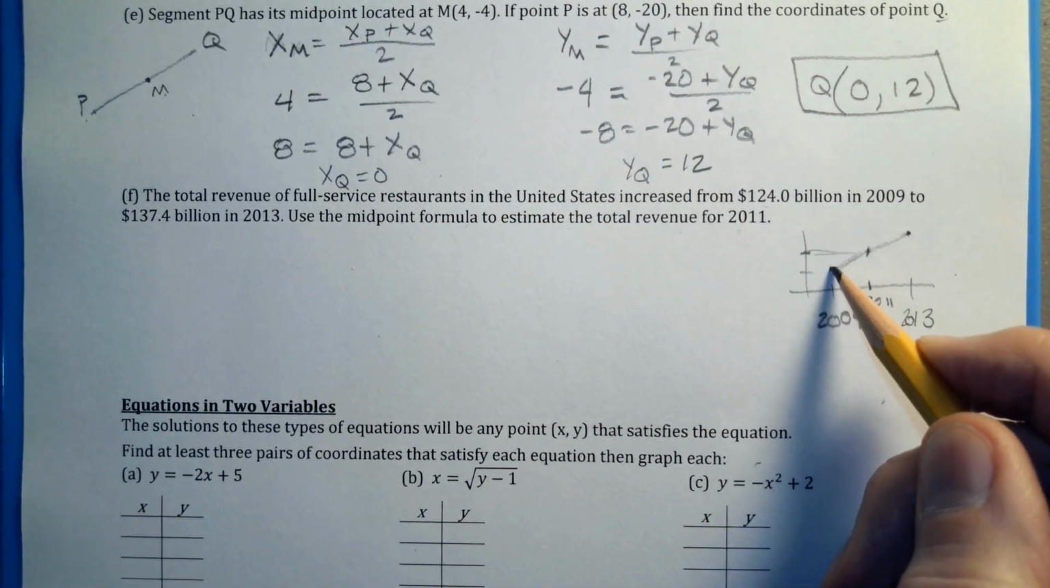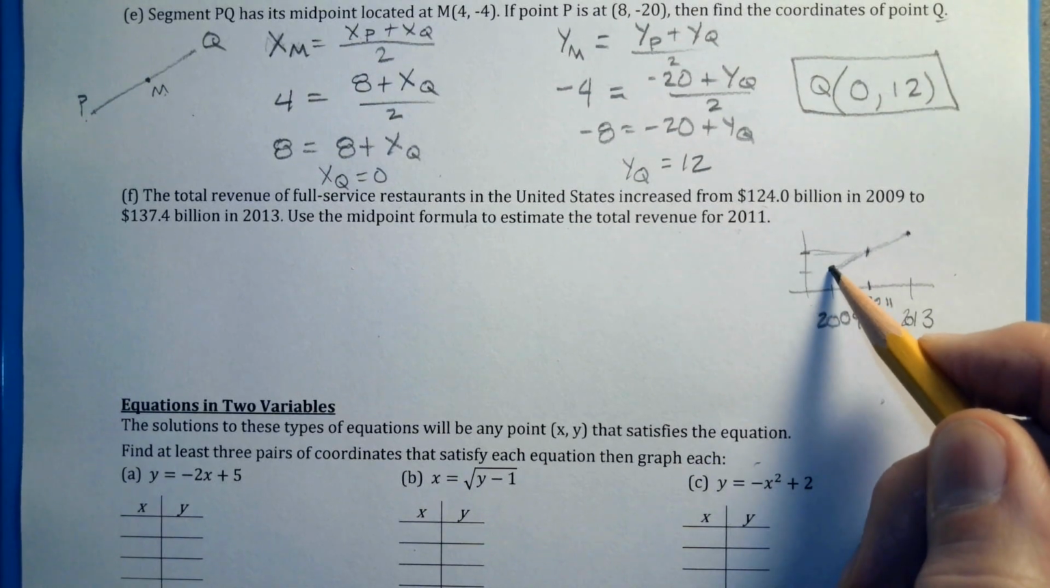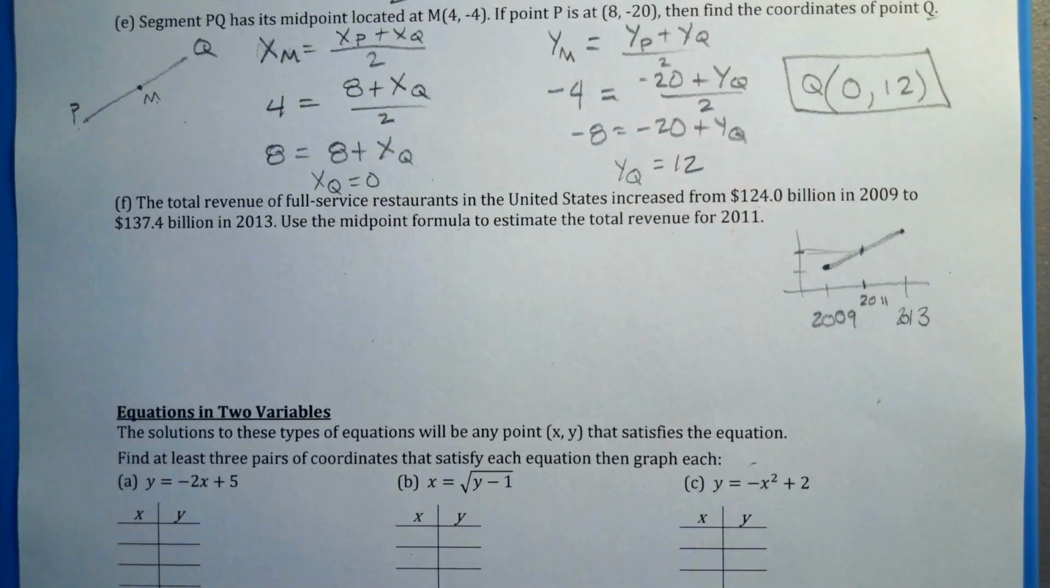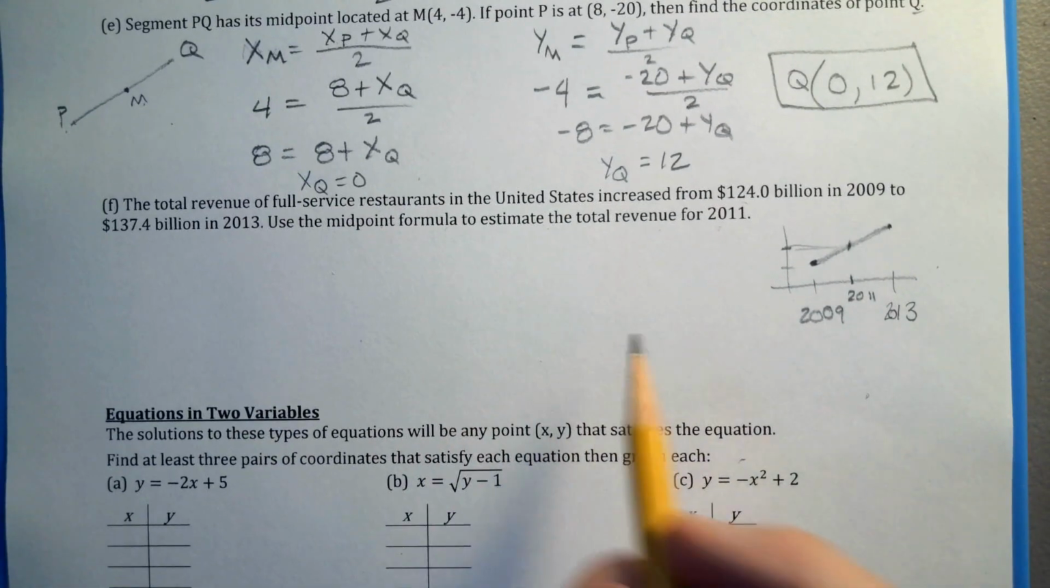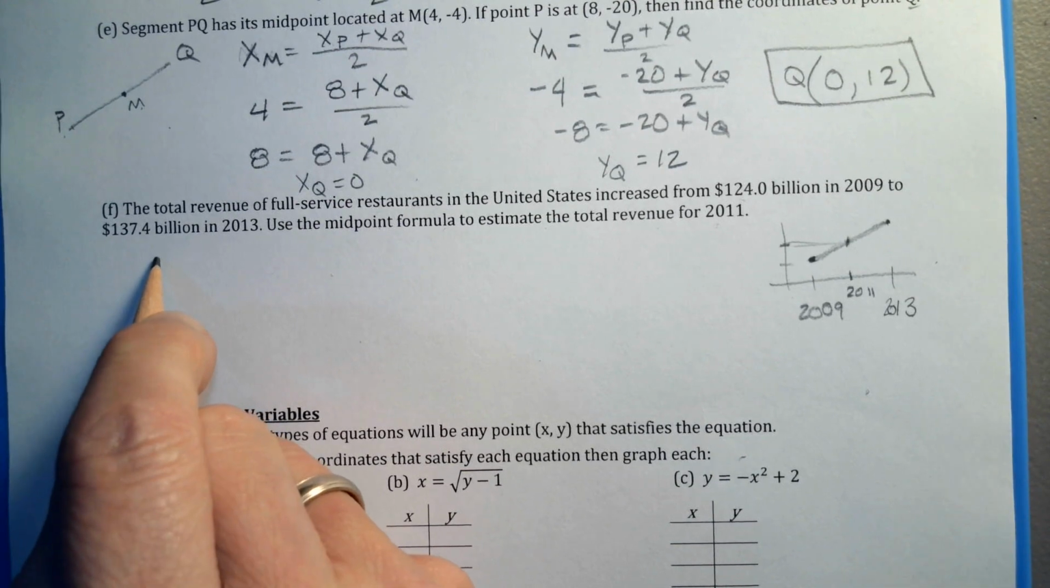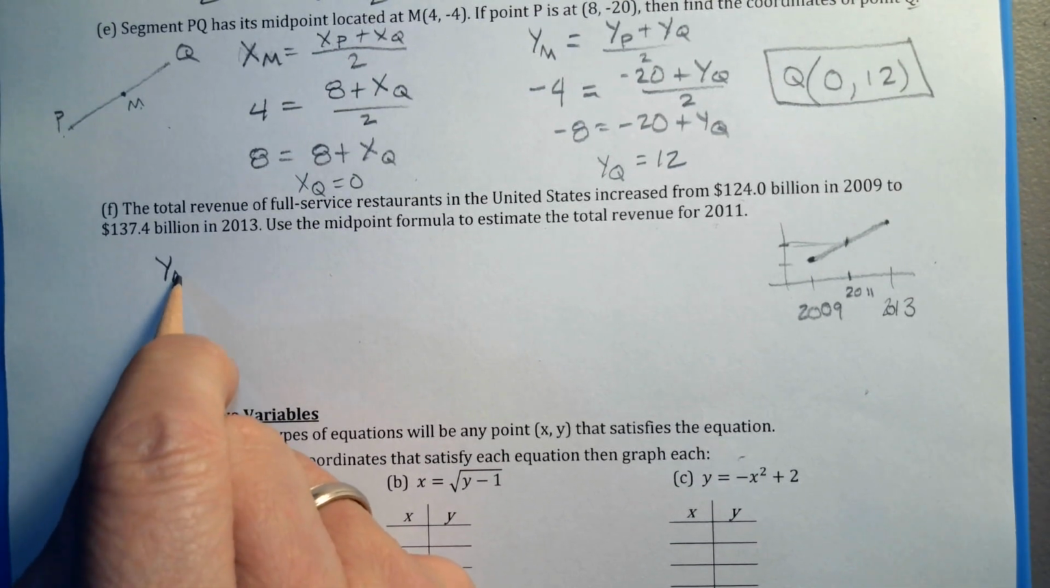We're going to estimate that the change is continuous, right? It's constant, and so it's going to be a line is what we've got to estimate here. So use the midpoint formula to estimate that. So we know we really just need to find the y coordinate of the midpoint.